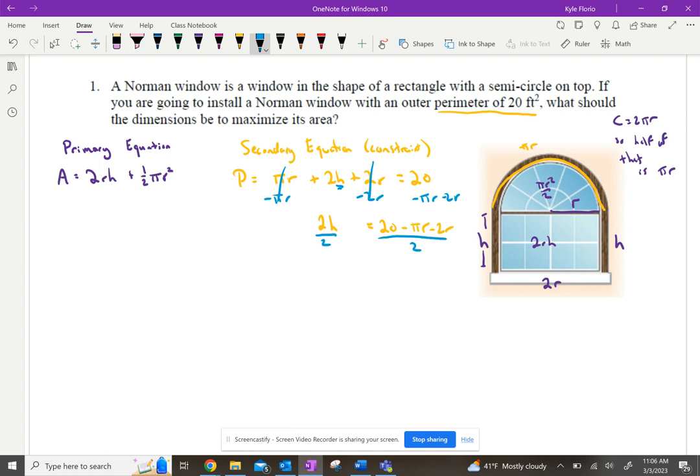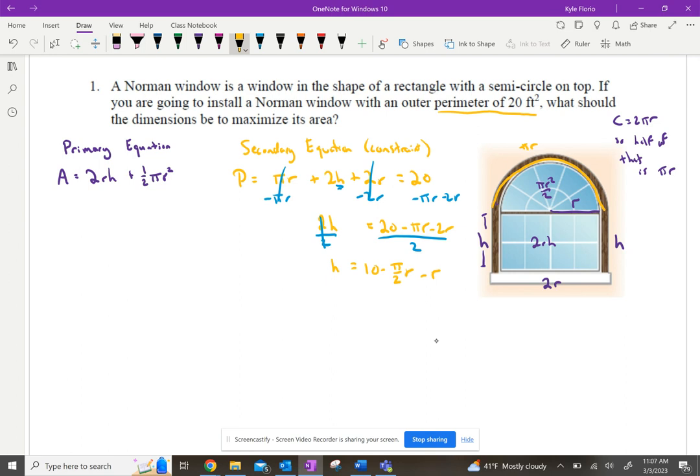So divide by 2. And now we have our primary equation for h isolated. 20 divided by 2 is 10. Pi times r over 2, I'm just going to call that pi over 2 times r, because r is going to be my variable, so I'm going to leave that by itself and have the constant next to it. It'll be easier for when we do the derivative. And 2 divided by 2 is 1, so we're just going to have minus 1r.